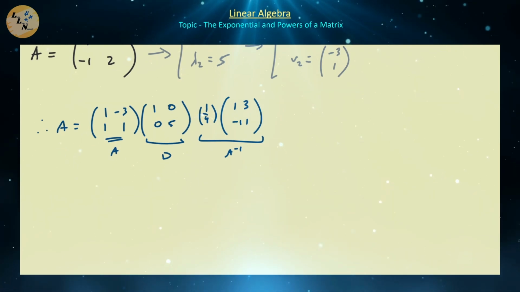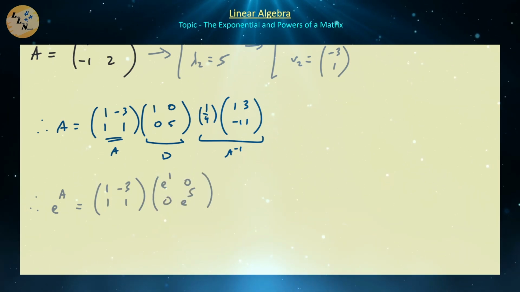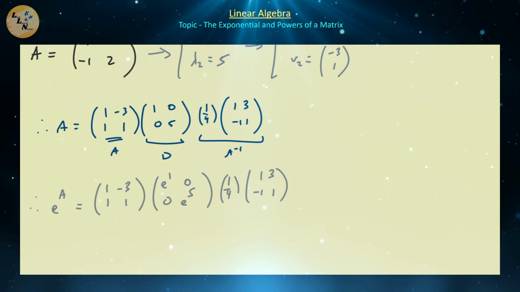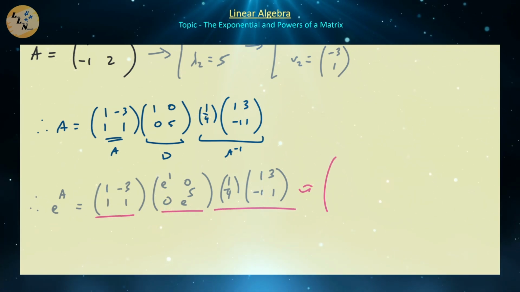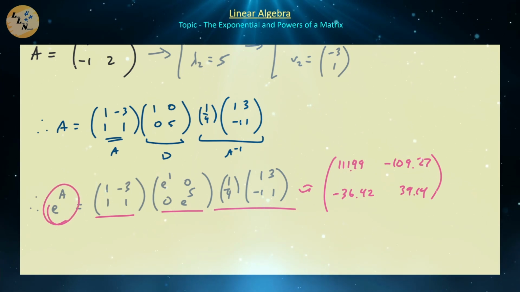So what is going to be e to the power of A? It's going to have the same exact eigenvectors, so [1, 1; -3, 1]. And then we're going to have [e^1, 0; 0, e^5]. And then we're still going to have this 1/4 times [1, -1; 3, 1], because it has the same exact eigenvectors. And once you multiply these three matrices together, you're going to have the approximated value [111.99, -36.42; -109.27, 39.14], and that's the exponential of the matrix A.